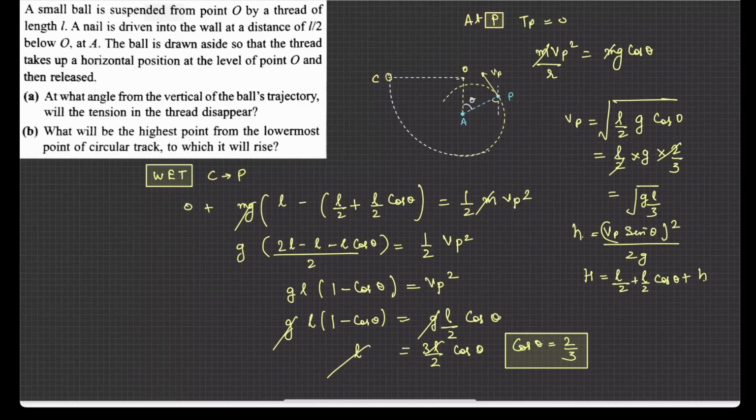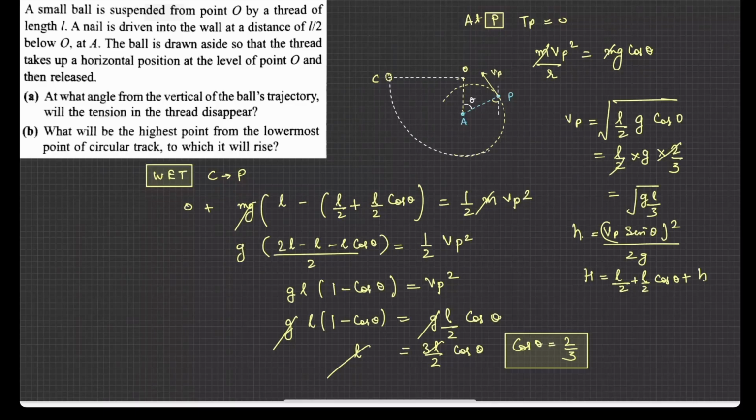So what does this case say? A ball is suspended from point O by a thread of length L. A nail is drawn into the wall at a distance L by 2 below O. A ball is suspended like this and a nail has been drawn below into the wall at a distance L by 2. So from here, at L by 2 distance, a nail has been drawn. The ball is drawn aside so that the thread is taken to the horizontal level. So this thread's initial level is this, it is taken to the horizontal level and then released. It is released from this point. At what angle from the vertical of the ball trajectory will the tension in the thread disappear?